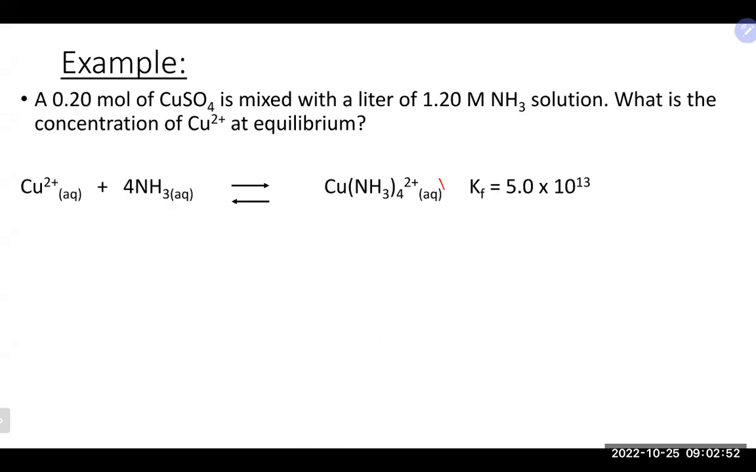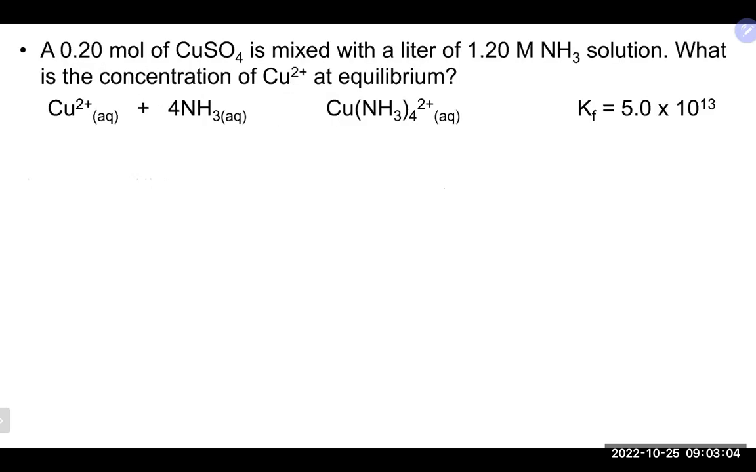All right, so let's take a look at this problem here, and let's talk about some special things that we do in these type of calculations. Typically speaking, the Kf values for most complex ions, unlike Ksp, are actually on the other end of the spectrum. They're actually very large values in most cases. So unlike Ksp, where they're really small, a lot of times Kf values are very, very large. And that affects the way that we approach these type of problems.